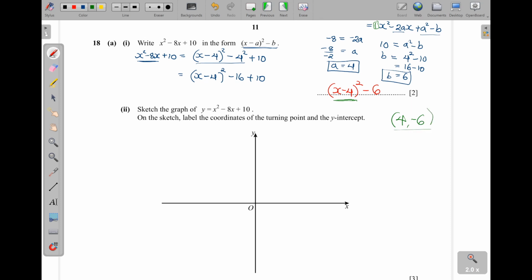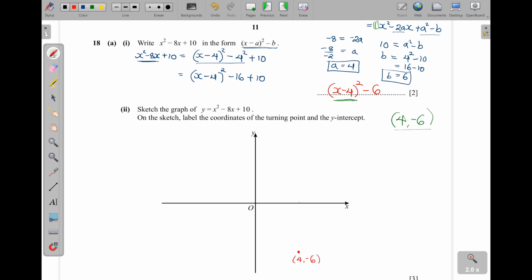Now I come to this one and I label the 4. Maybe 4 is here. Negative 6 is around here. So I can put this one here. And then they are saying the coordinates of the turning point. That turning point of ours is 4, negative 6.